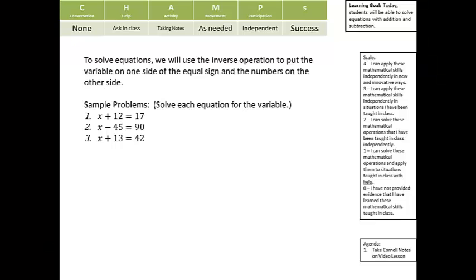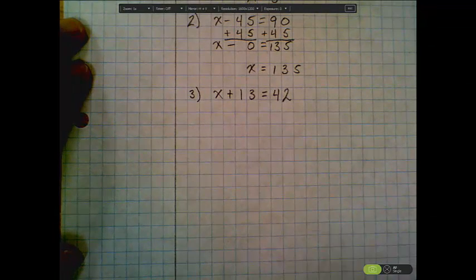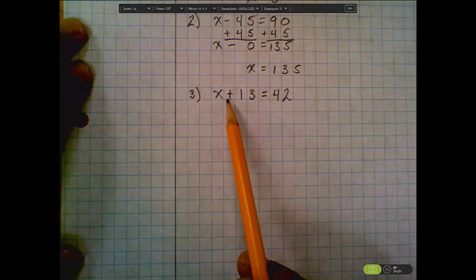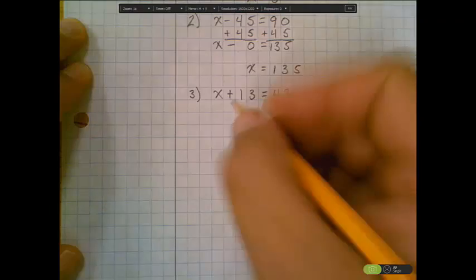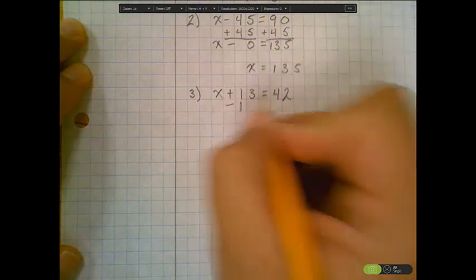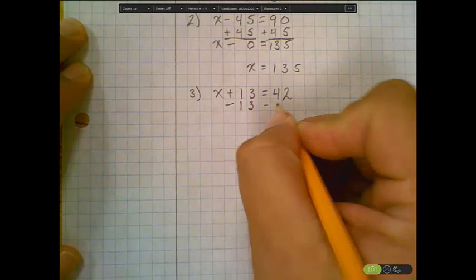Okay, our next sample problem is x plus 13 is equal to 42. Again, I've written the problem down. We see that it's an addition problem, so we're going to do the inverse operation, which is subtraction. So we're going to subtract 13 from both sides.